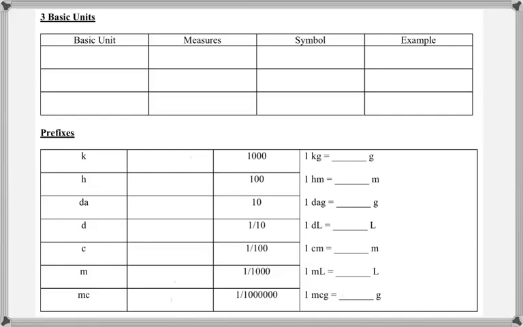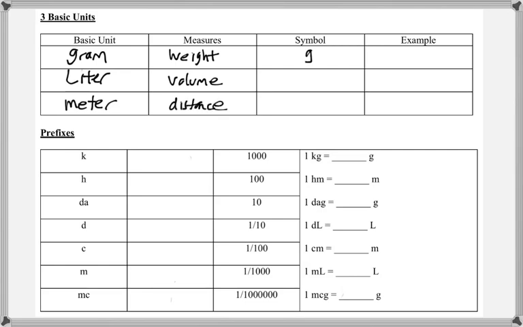Chapter 4 is on units and the metric system. So we're going to be dealing with a lot of different units in this chapter, but they're really all based on just three. And that would be the gram, the liter, and the meter. So gram measures weight, the liter measures volume, and the meter measures distance. The symbols are G, L, and M.